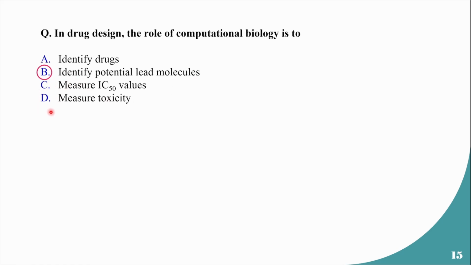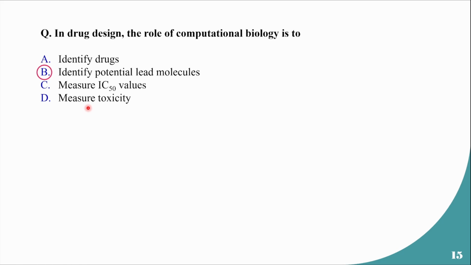Now, the C and D options say measuring IC50 values and measuring toxicity. Since the term they have used here is measure and not predict, we should avoid these options for computational contexts, because measuring requires wet lab experiments, right?